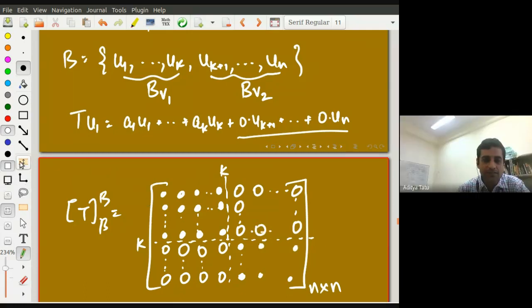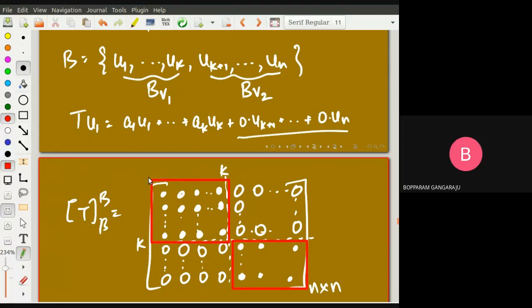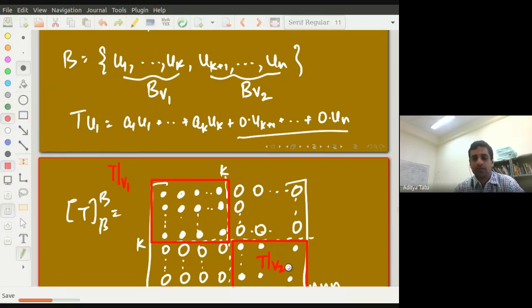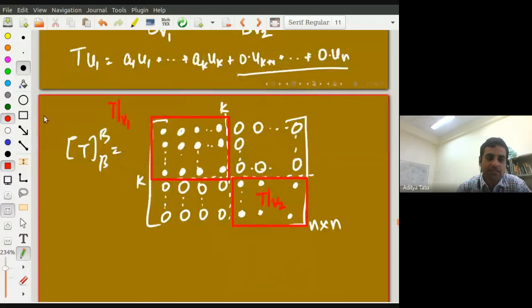What do you think this matrix is? This part and this part. The upper left is the matrix of T restricted to V1, with respect to beta 1. This is T restricted to V2. Okay, and such a matrix is what is called... What do you think this is called?